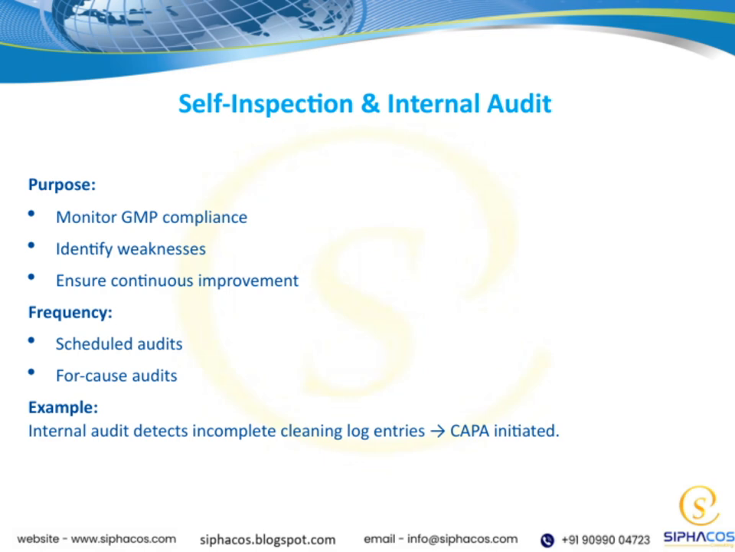These audits can be scheduled regularly, so we have a routine check, but they can also be conducted for cause, whenever there's a suspicion or indication that something might be off. For example, if an internal audit finds incomplete cleaning log entries, that signals a potential issue that needs to be addressed. In such cases, a corrective and preventive action, or CAPA, is initiated to resolve the problem and prevent recurrence. Overall, self-inspections and internal audits are vital tools in our overall quality management system, helping us stay compliant and improve our processes continuously.